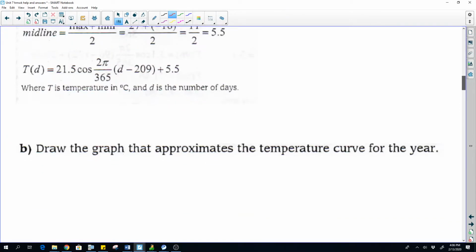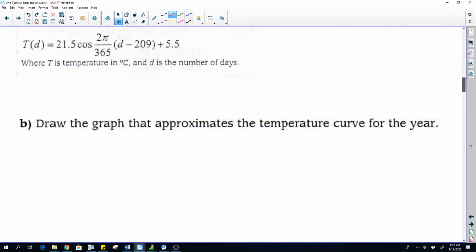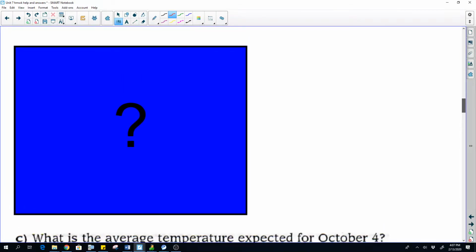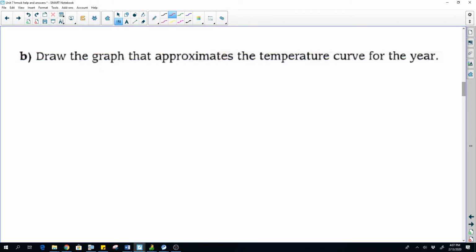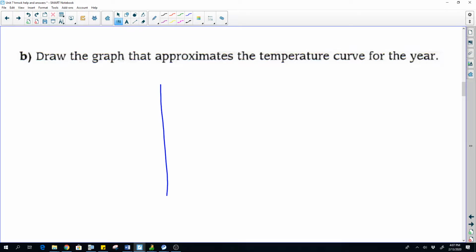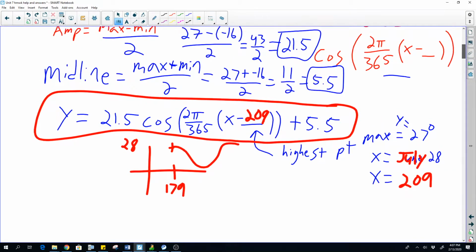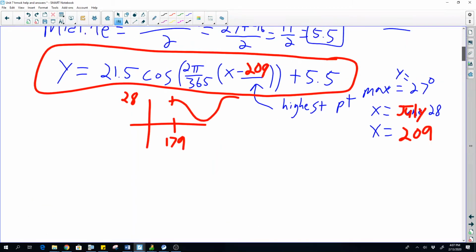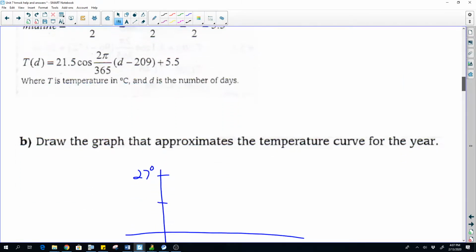Awesome. So then it's going to ask us to do a graph, our high and our low, which we already kind of showed you. So let's see if you got it right. You try it first. Don't look at your paper. Don't cheat. Okay, so you try it first. So again, our highest degrees was 27 degrees. I think our lowest was negative 16. And so then we cut that in half, and we got a midline of, what was it? 21, I think. Let me see here. So we had a midline of 5.5, and then amplitude of 21.5.